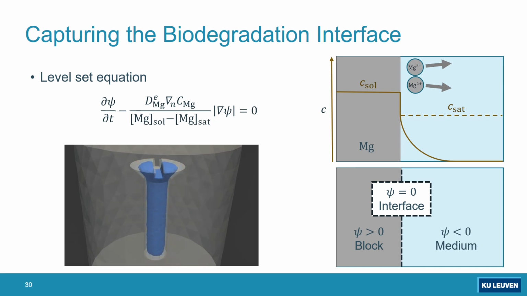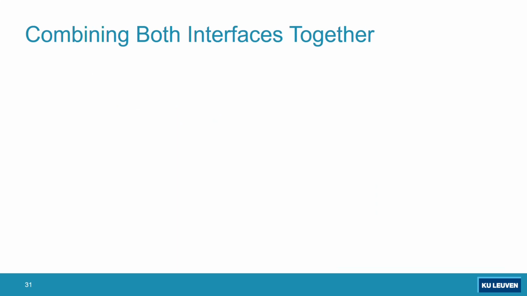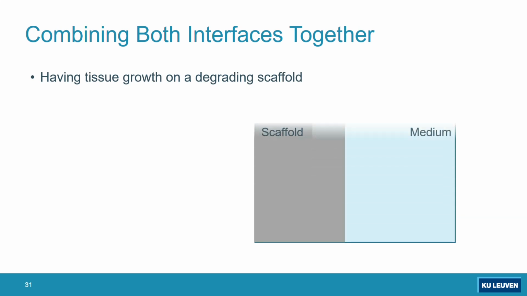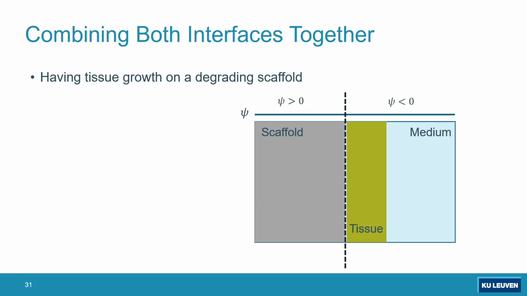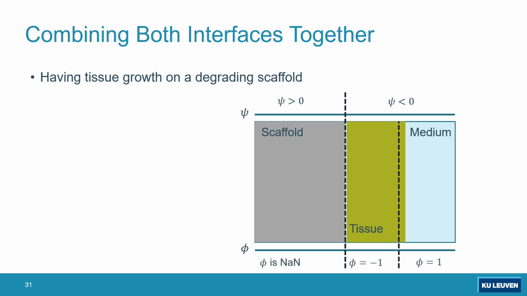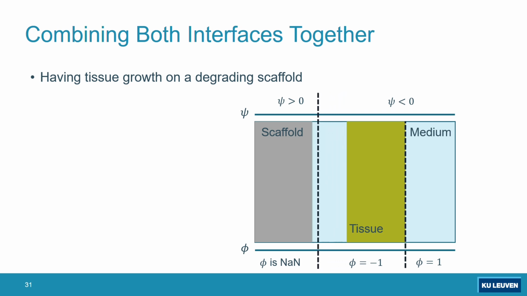And then combining these two together is a little bit difficult because we want to have them both at the same time. This is actually what I'm currently working on. So we have the scaffold here. This is the psi function I showed you before. It's positive, negative, and then we have tissue on top of it. And then this is the phi function as the tissue grows. So we have the movement of the interface, a new region for the phase field function, and then we have the degradation.